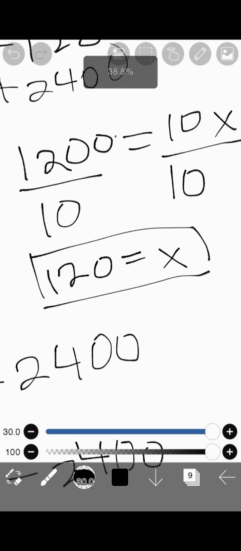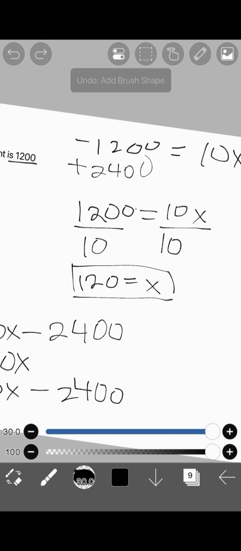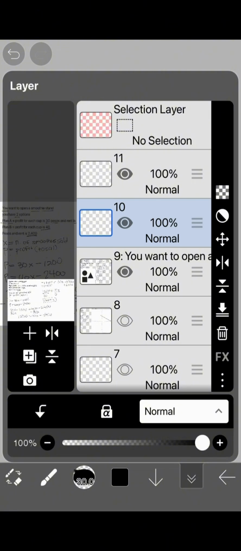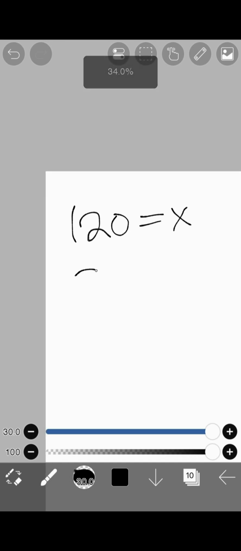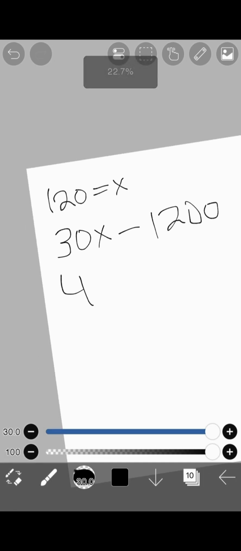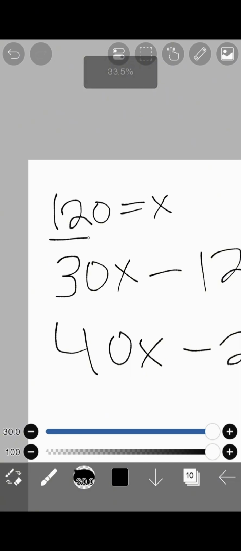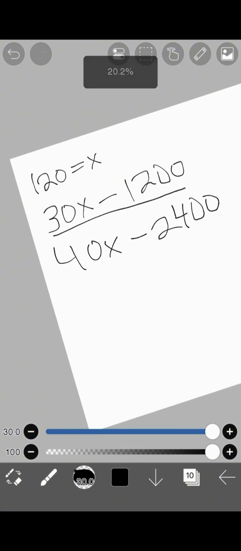This means this is how many cups both plans can sell and will make the same amount of money. So we said that 120 is x. Again, our equations were 30x minus 1,200 and then 40x minus 2,400. So this is the number of cups we sell. So let's see how much we can make if we sell 120 cups.